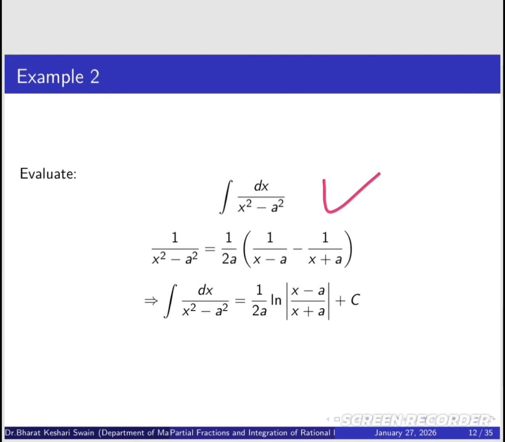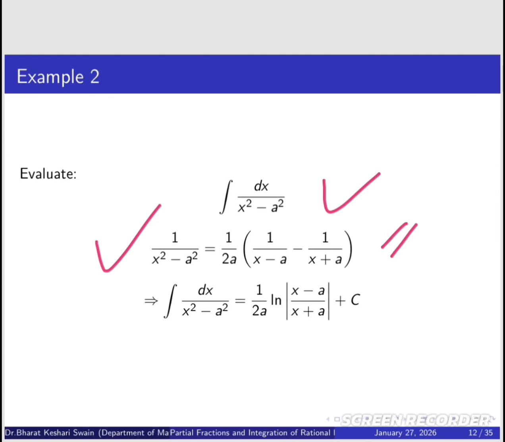This is 1 by 2a into (1 by x minus a minus 1 by x plus a), is it not? Because for x square minus a square we can use the a square minus b square formula. So x square minus a square means (x plus a) into (x minus a). And if I write 1 by x square minus a square like this, it can be easily integrated.